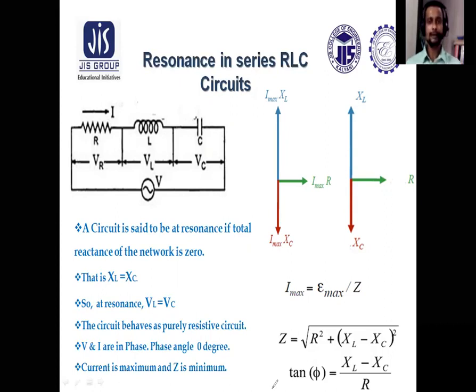So this is the concept of resonance, in which we can vary the frequency of supply so that XL and XC, that is inductive reactance and capacitive reactance, vary. The main aim at resonance is to cancel the reactance part from the circuit, so that the circuit becomes purely resistive, voltage and current become in phase, current is maximum, impedance is minimum. So this is the condition at resonance.